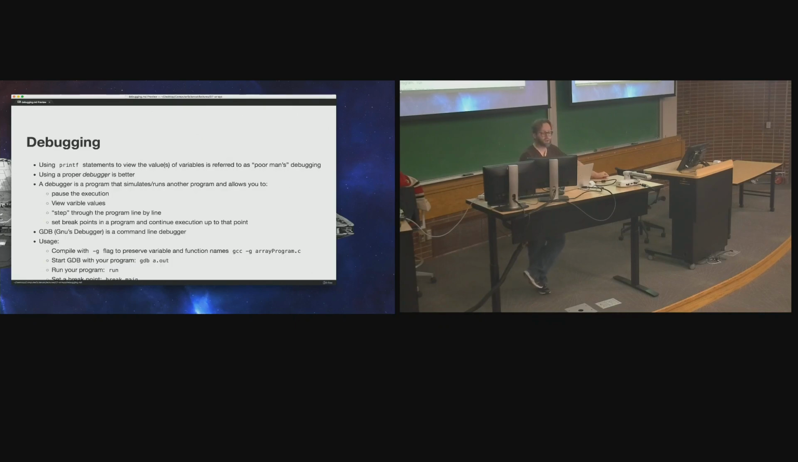A debugger is simply a program that runs another program. It simulates that program, and it allows you to run the program and pause the program at a certain point. You can view the variable values at that pause location. You can step through line by line. Okay, you pause your program. Go to the next line. Okay, now what is the value of everything now? Go to the next line. Go to the next line. Oh, it calls a function. Jump to that function and show me what's going on. You can set breakpoints in your program and then continue the execution up to that point.